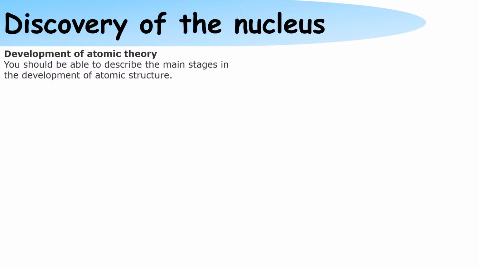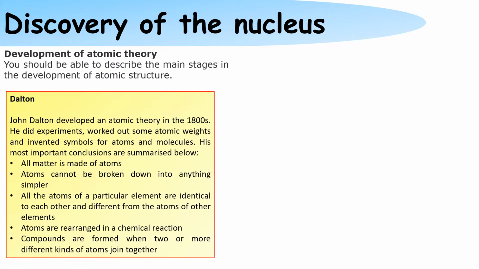You should be able to describe the main stages in the development of the theory of the atomic structure. John Dalton developed an atomic theory in the 1800s. He did experiments that worked out some atomic weights and invented symbols for atoms and molecules. His most important conclusion summarized that all matter was made of atoms. Atoms cannot be broken down into anything simpler. All atoms of a particular element are identical.